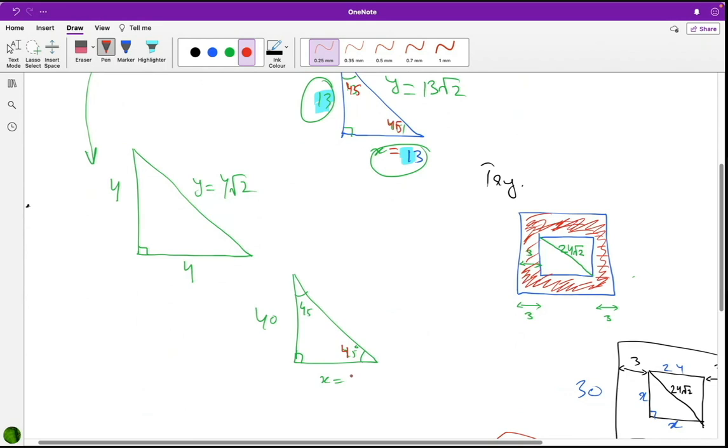So it'd be 40, 40? Root, it'd be 40, 40. And what is this y equal to? 40 root 2. 40 root 2.